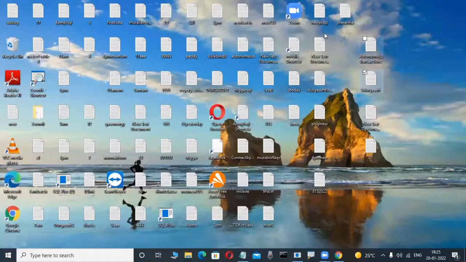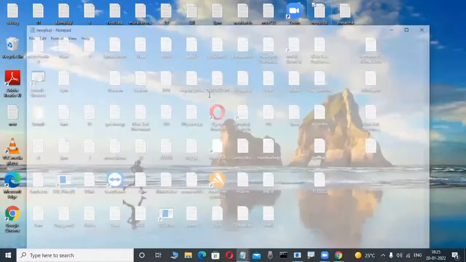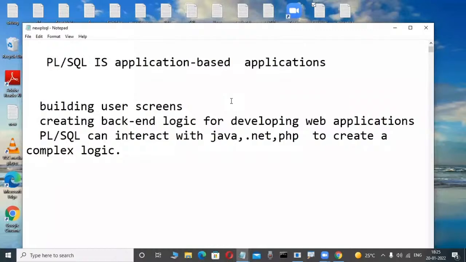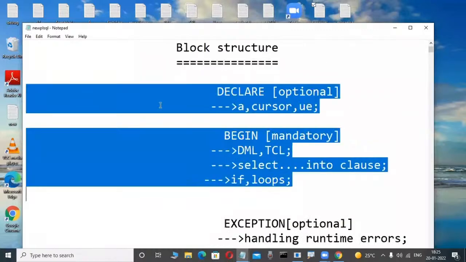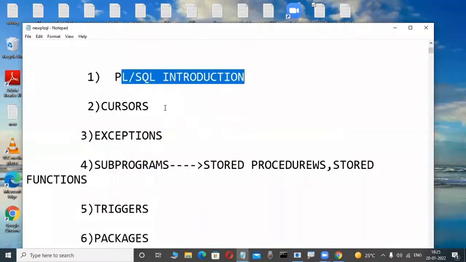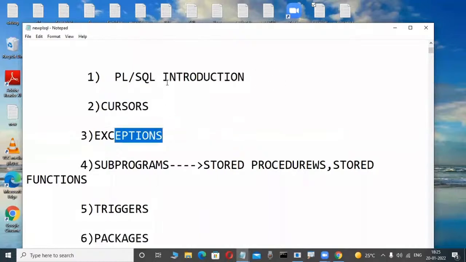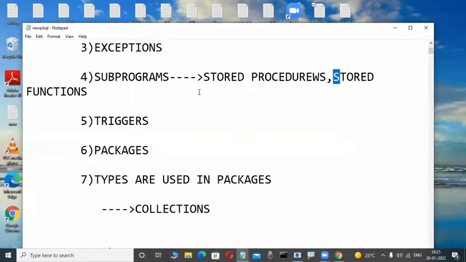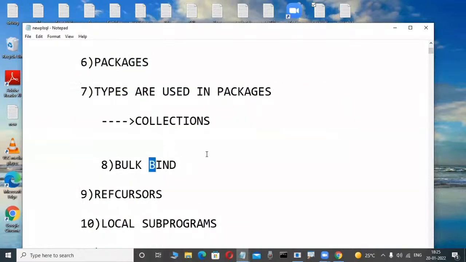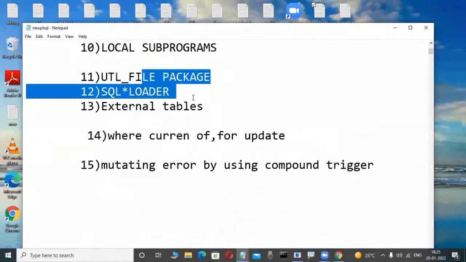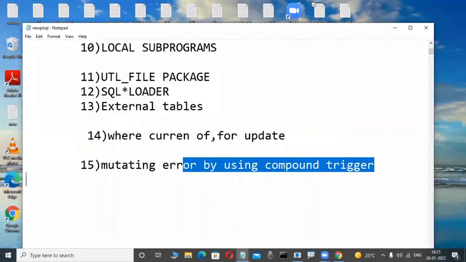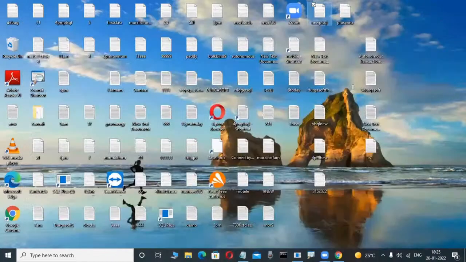Again, PLSQL means a little bit of coding is there. Don't be afraid. This is PLSQL, and here you are writing some little bit of coding. In PLSQL there are cursors, exceptions, stored procedures, stored functions, triggers, packages, types, collections, bulk bind, ref cursors, local subprograms, UTL file packages, SQL loader, external tables, so many things like this. So much syllabus is there.